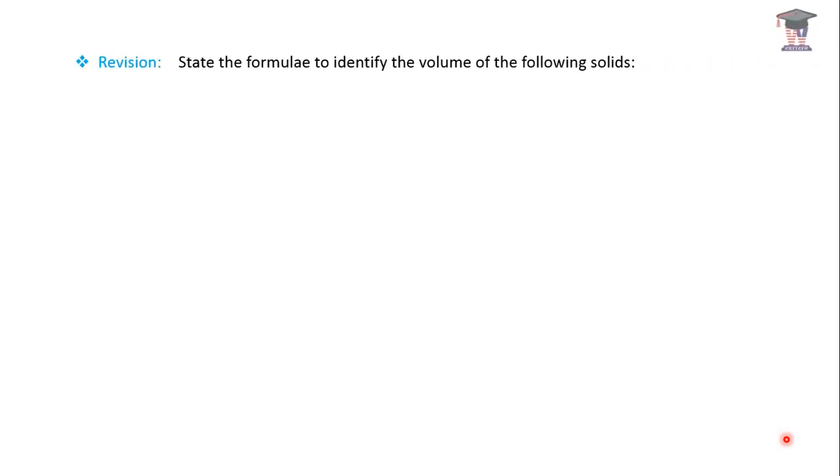Okay, before we go to our new point, just answer my question here. State the formula to identify the volume of the following solids. I have 4 questions. The first one is a cube, the second one a cuboid, the third one a cone, and the fourth one is a cylinder. Who remembers the formula of these solids?